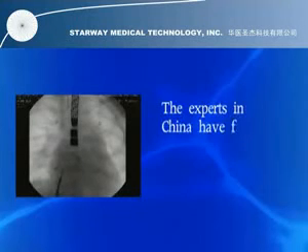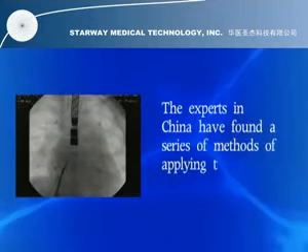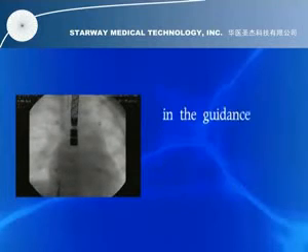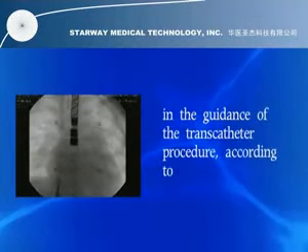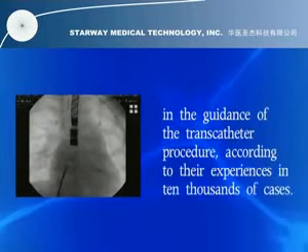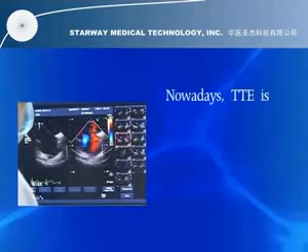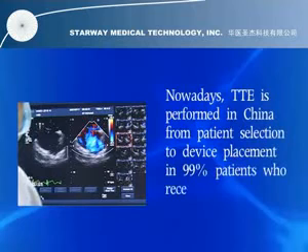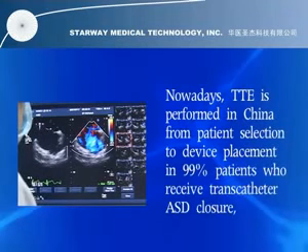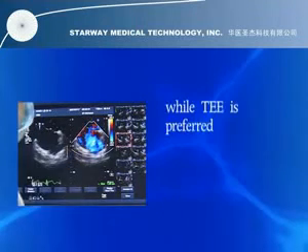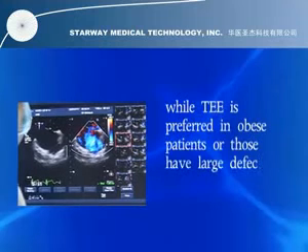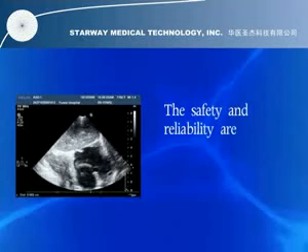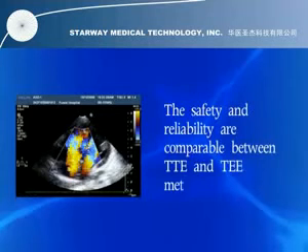The experts in China have found a series of methods of applying transthoracic echocardiography (TTE) in the guidance of the transcatheter procedure, according to their experience in tens of thousands of cases. Nowadays, TTE is performed in China from patient selection to device placement in 99% of patients who receive transcatheter ASD closure. TEE is performed in obese patients or those who have a large defect with floppy rims. The safety and reliability are comparable between the TTE and TEE methods.